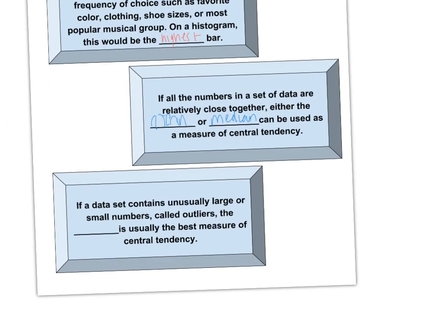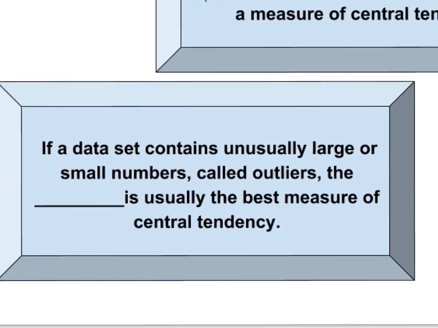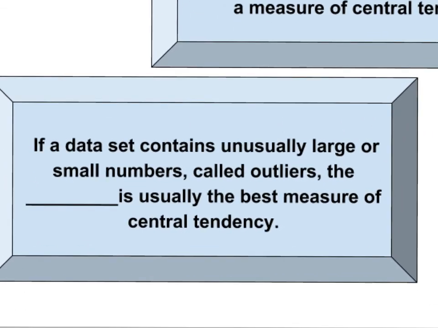Where you have numbers that may not be close together, so if a data set contains unusually large or small numbers, these are called outliers, the median is usually the best measure of central tendency. I don't know why that's not writing, but I'm trying to write median.